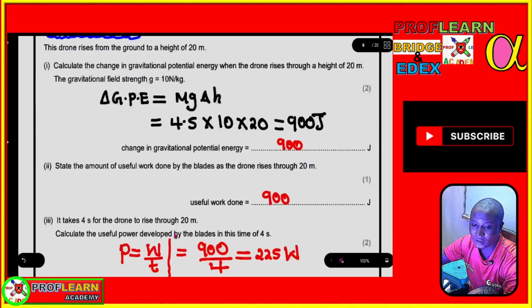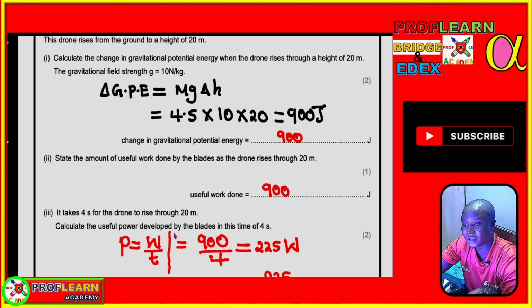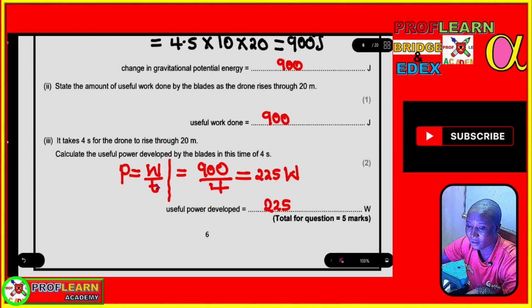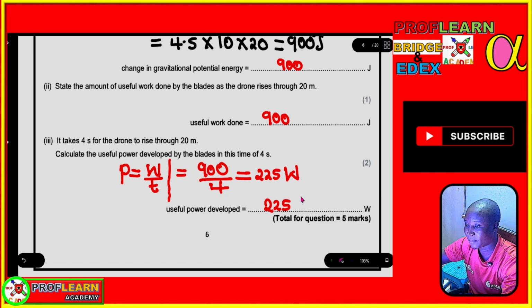The next part is stating the amount of useful work done. The amount of useful work done is equivalent to the work done against gravity, and that is going to be 900 joules. It takes 4 seconds for the drone to rise through the height of 20 meters. Then calculate the useful power developed, remembering that power is equal to the rate at which work is done. So power is energy over time, or work done over time. Since the work done here is this, we say 900 divided by 4, which is going to be 225.